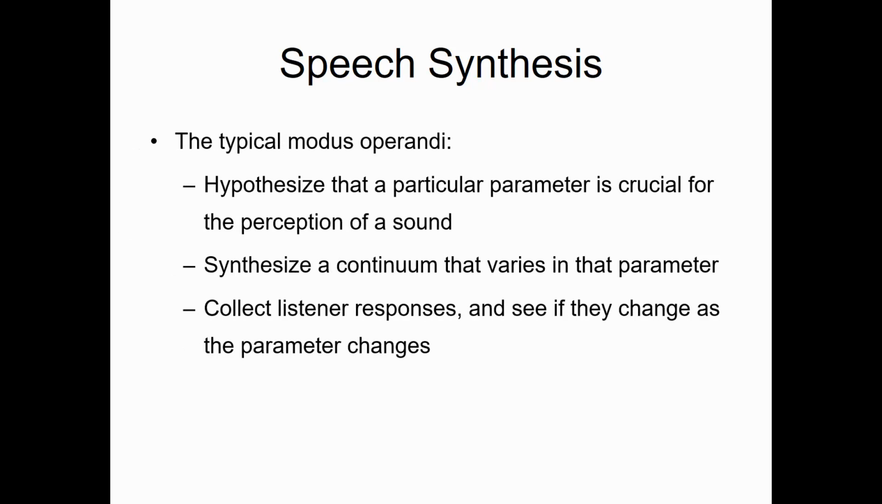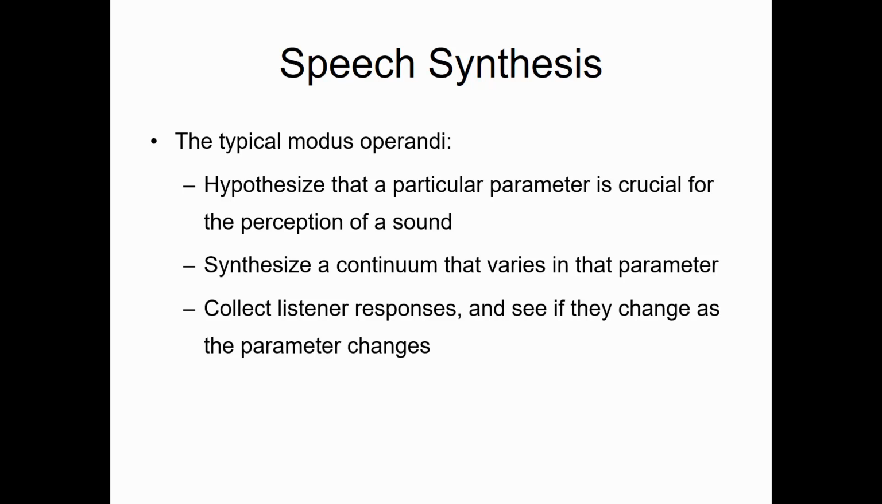The typical modus operandi for these classic speech perception experiments that I'm telling you about are to, first of all, hypothesize that a particular acoustic parameter is crucial for the perception of a sound. So let's hypothesize that the shape of the spectrum for the burst in pa is critical to perceiving it as pa and not as ta or ka.